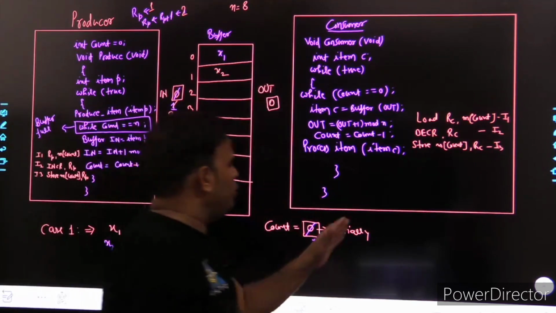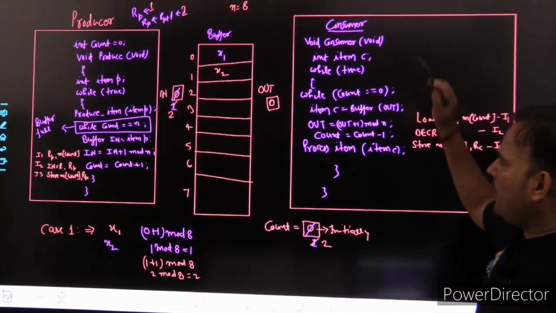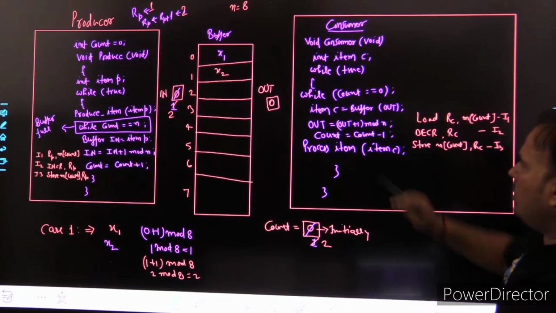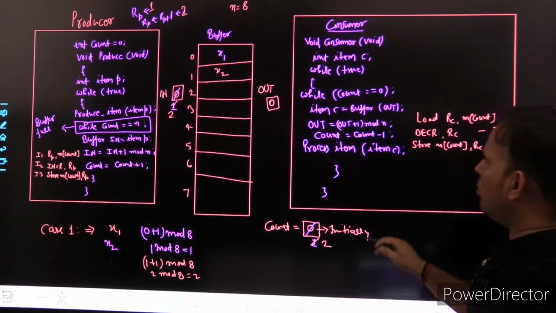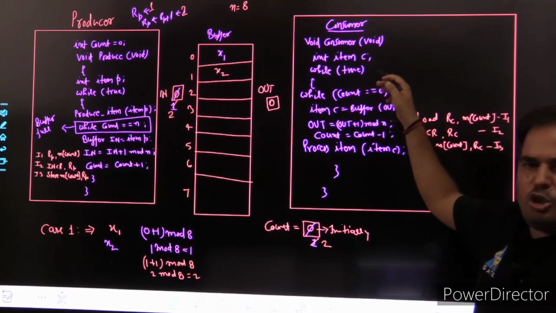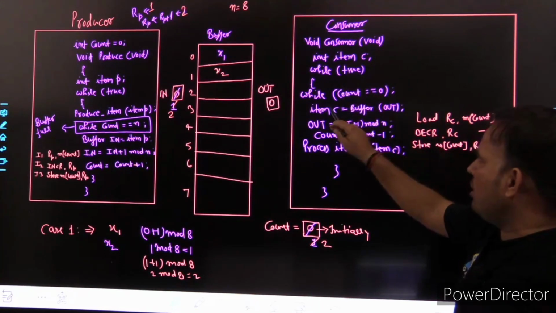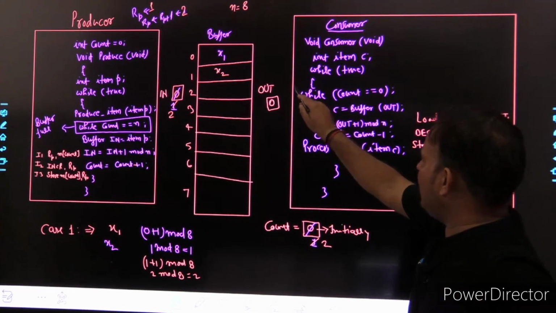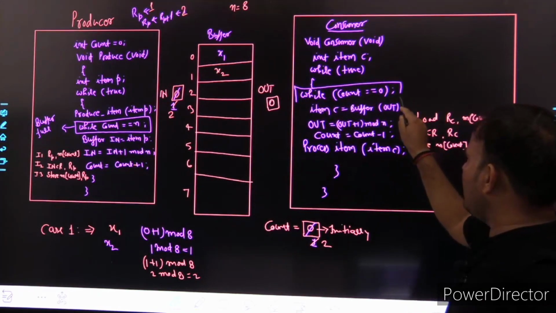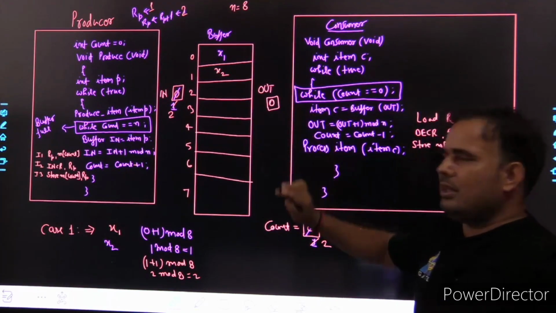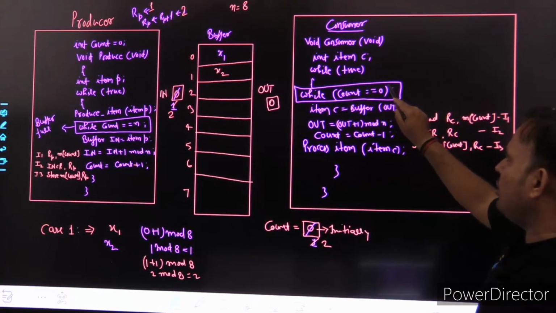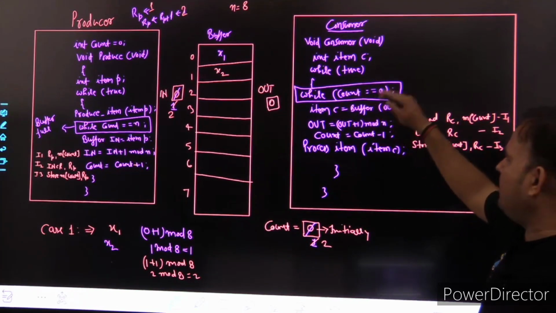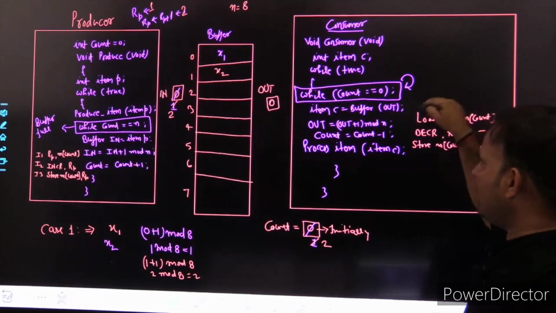Now suppose the consumer comes and wants to consume an item from the buffer. So it will execute this code. Integer item C means it wants to consume any item C. While true, this condition is always true. While count equal to 0 means when the buffer is empty; count is used to identify how many items are in the buffer. So while count equals 0, the consumer is not able to consume from the buffer. It will be stuck here in the loop.